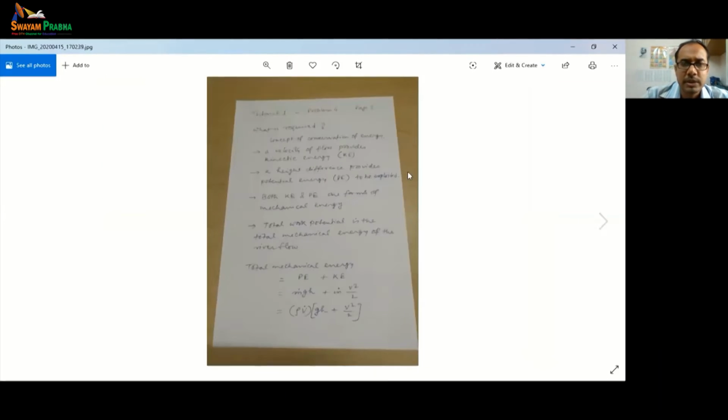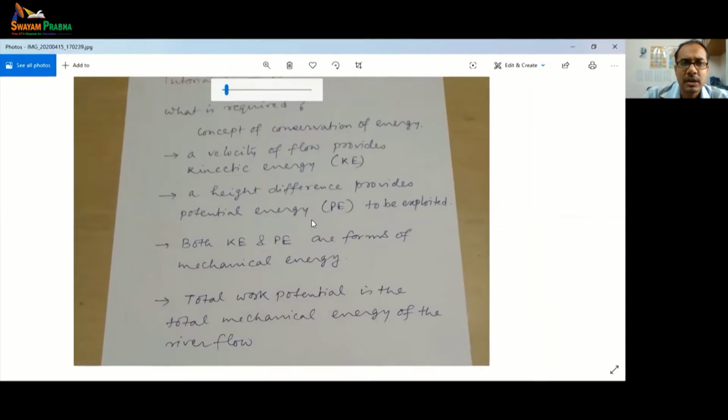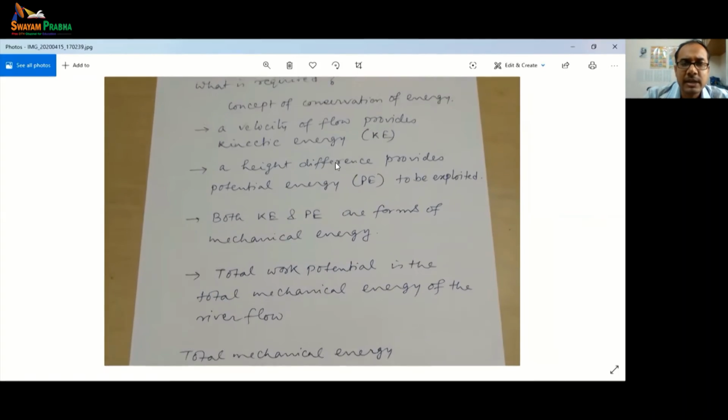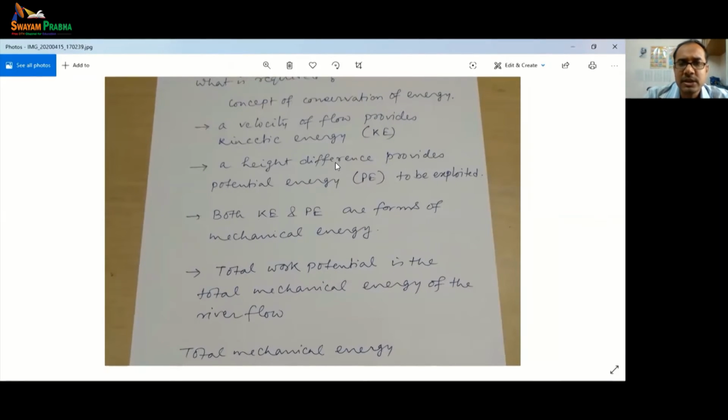So let's try to solve this. And to solve this, what is required is the concept of conservation of energy. A velocity of flow provides kinetic energy. Whenever you have a velocity, you have a kinetic energy, and whenever you have a height difference, we have a potential energy that can be exploited.